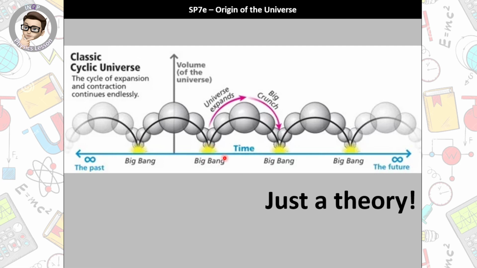But we'd never know, because at the point of the Big Bang, we've got no idea what happened before. At the point of the Big Crunch, we've got no idea what's going to happen next. So therefore, we'll never know if we're in this situation or we're just in any of the other situations that we've talked about previously. But I like this idea personally.